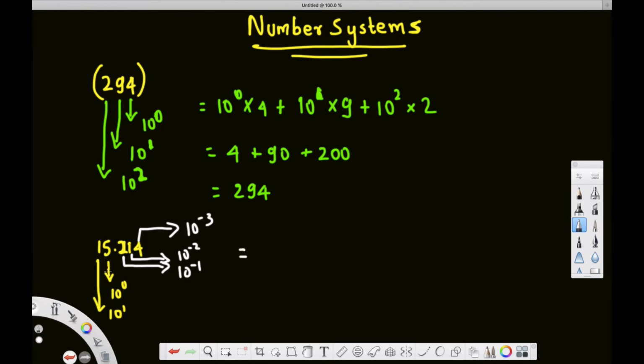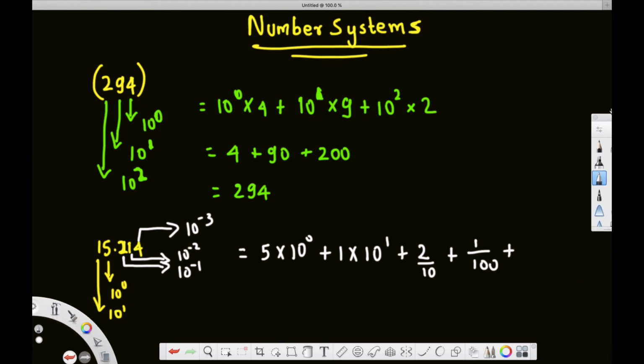First, 5 is taking the place of 10 power 0, so 5 times 10 power 0, and then 1 is taking the place of 10 power 1, that is 1 times 10 power 1, plus this 2 is taking the place of 10 power negative 1, so 2 times 10 power negative 1, or you can write it as 2 over 10, because 10 power negative 1 is basically 1 over 10. And then we have 1 taking the place of 10 power negative 2, that is 1 over 100. And then we have 4 taking the place of 10 power negative 3, that is 4 over 1000.